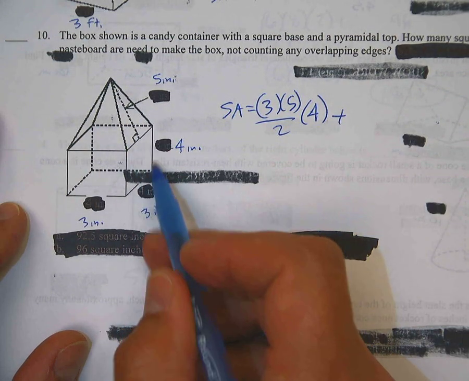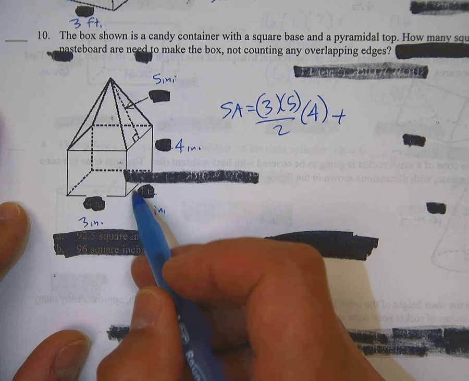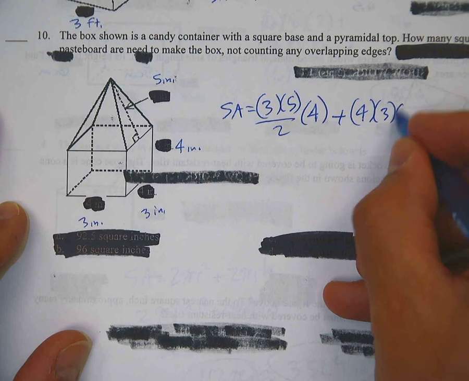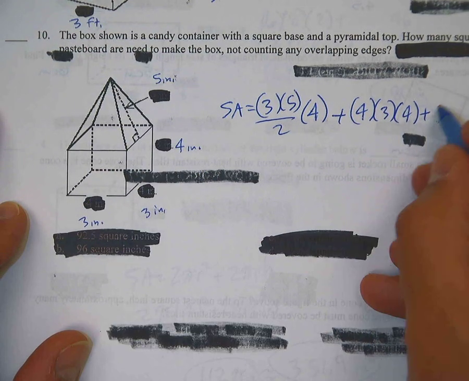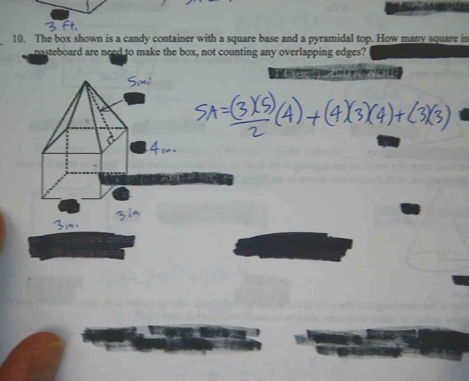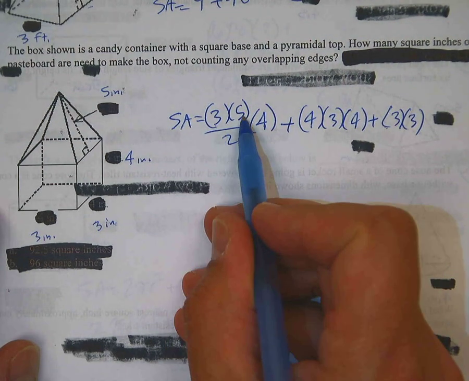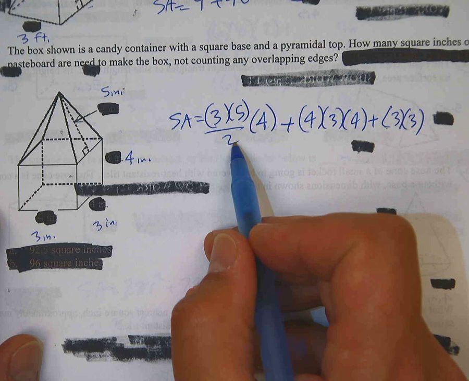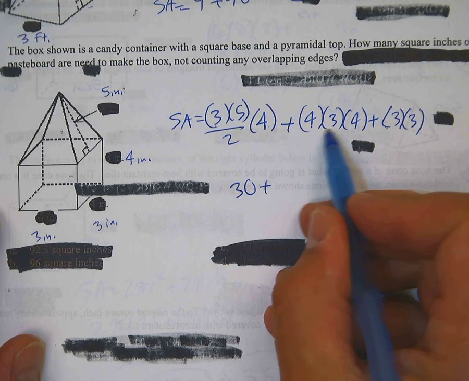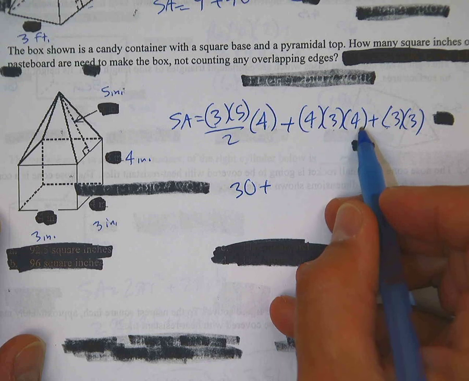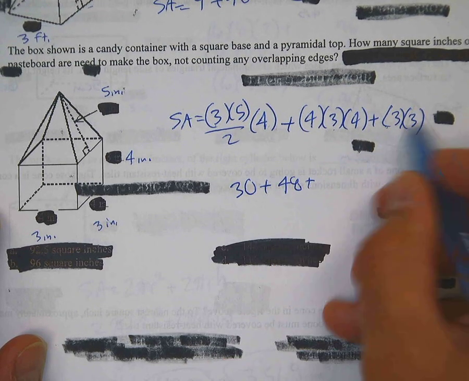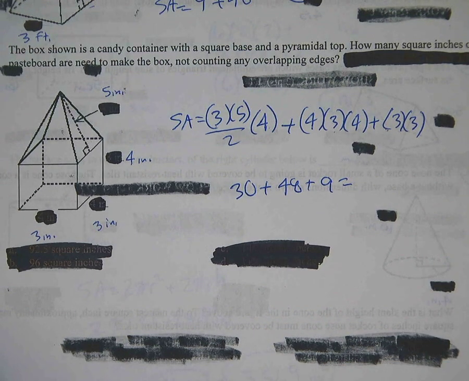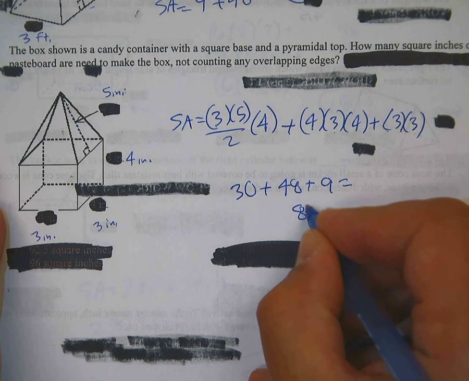Plus the area of this rectangle, which is 4 times 3, and multiply by 4 because there are 4 of those on the sides, plus the area of the base, which is 3 times 3. So I have to add all those parts together. I know 3 times 5 is 15, times 4 is 60, divided by 2 is 30. Then I have 4 times 3, which is 12, times 4, which is 48. Then 3 times 3, which is 9. Add that together. I have 39 plus 48, which would be 87 square inches.